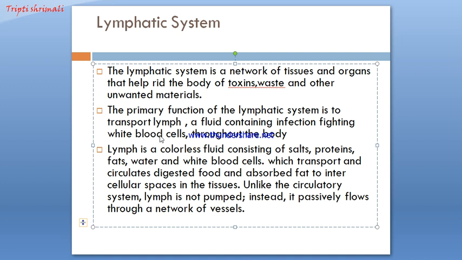So lymph is a colorless fluid consisting of salts, proteins, fats, water and white blood cells. A very important function of lymph is that it transports fats from the intestine to our body. It transports and circulates digested food and absorbs fat to intercellular spaces in the tissues. Unlike the circulatory system, lymph is not pumped. Do remember that lymph is not pumped. Instead, it flows passively through a network of vessels.